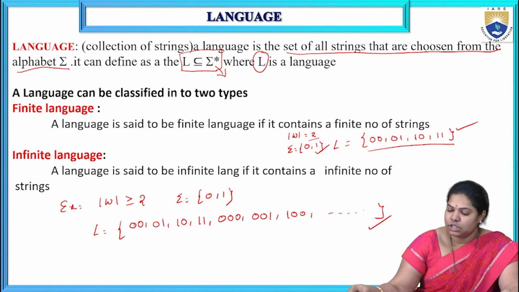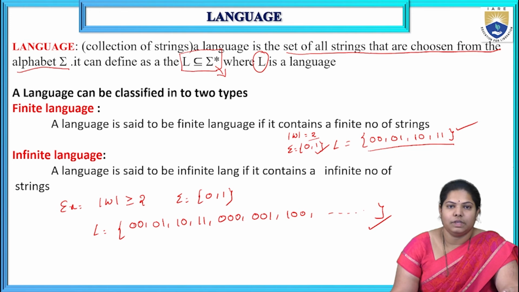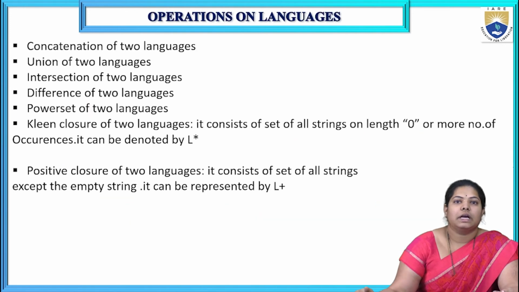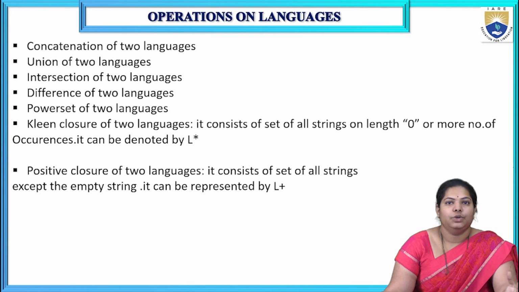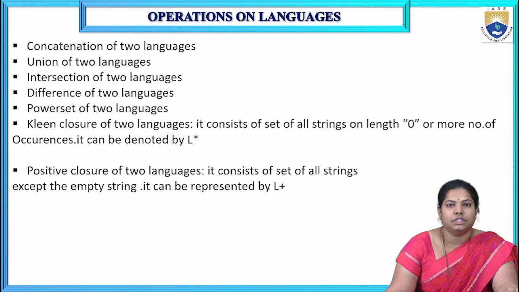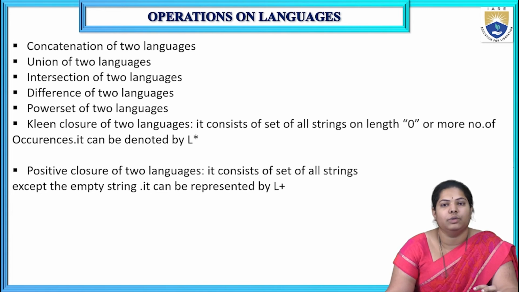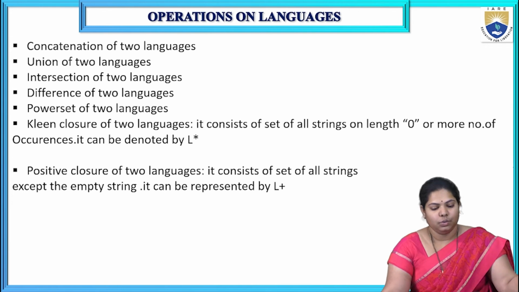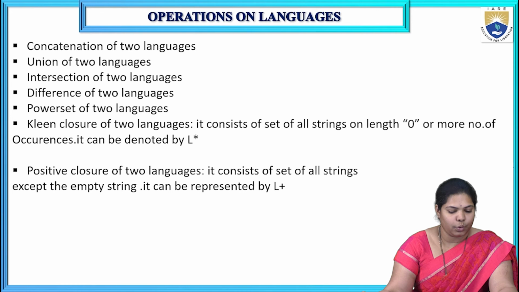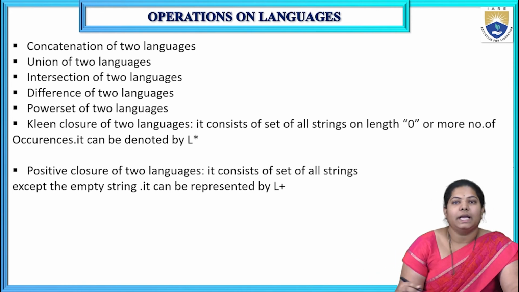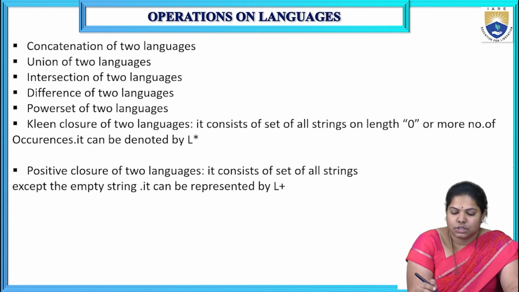Next, we also have operations on languages. Those are concatenation of languages, union of languages, intersection of two languages, difference of two languages, power set of languages, Kleene closure of languages, and positive closure of languages. The first one that we are going to learn about is the concatenation of languages.